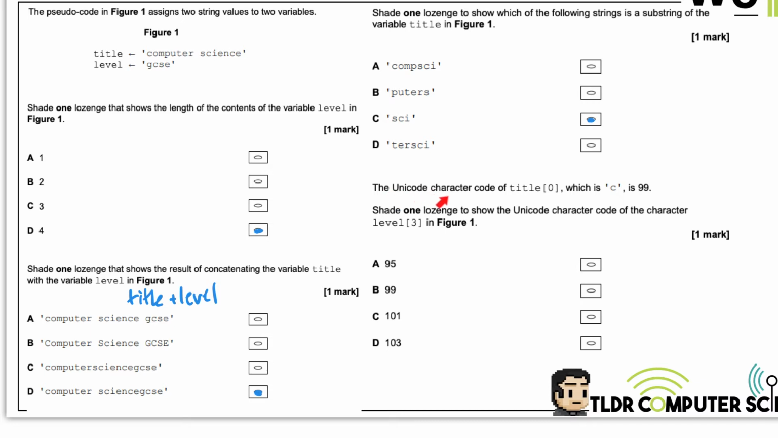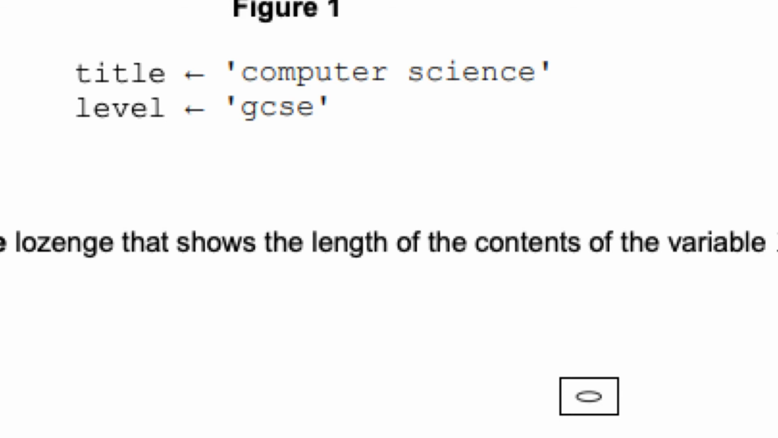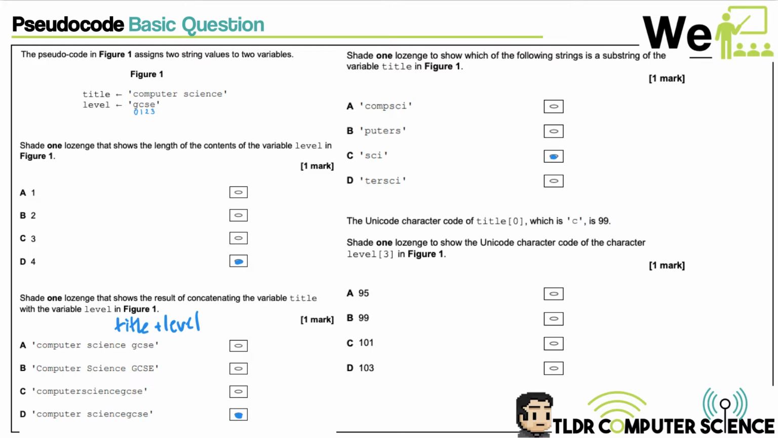And then finally, the Unicode character of title 0. So remember, we talked about this before, that although, for instance, level is 4 characters long, the positions start at 0. G is at position 0, C is at position 1, S is at position 2, and E is at position 3. It'd be the same here. That's 0, 1, 2, 3, etc. So let's have a little read of the question. The Unicode character of title 0 is C. There you go. Is 99. So when you turn it into the ASCII, it's 99. Shade one lozenge to show the Unicode character of level 3.